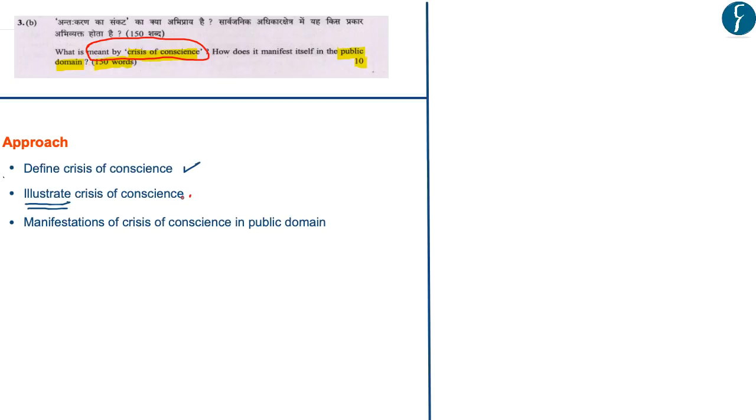Moreover, in paper 4 in general, it is advisable to illustrate the concepts that you are highlighting as the examiner is looking for your understanding of the ethical concepts. So, defining and illustrating what is crisis of conscience will satisfy the first part of the question, which is what is meant by crisis of conscience. Once this is done, you may give examples as to how this crisis of conscience is manifested in the public domain, which is the demand of the second part of the question. Besides, since the question is asked only for 10 marks, I would suggest you emphasize more on the illustrations and the examples that you provide, especially in the General Studies paper 4.